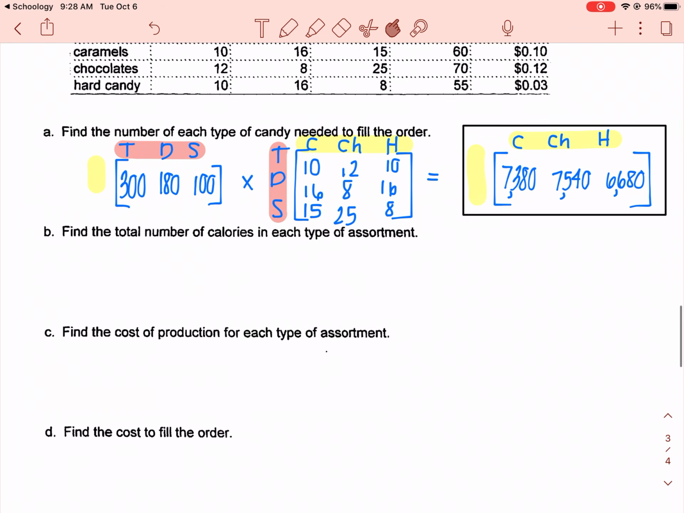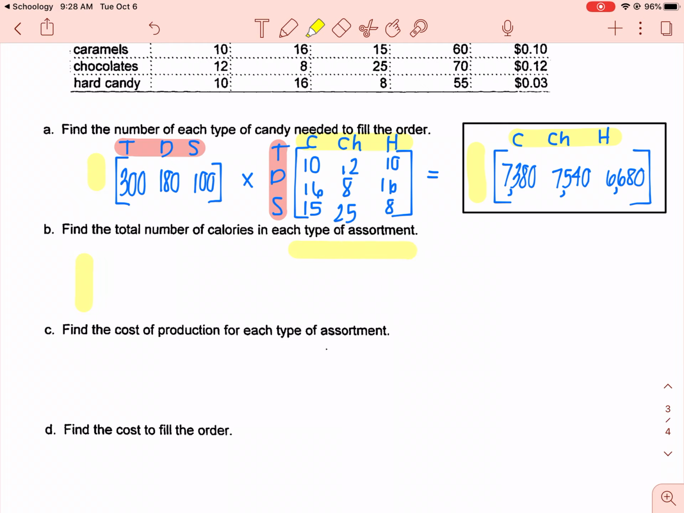So in the end, here and here, I want this to be calories, which can look like that, per traditional, deluxe, superb. These are my calories per traditional, deluxe, superb. Which means in the middle, these column and row need to match. And what can I compare? Well, I can compare caramels, chocolates, hard candy. One by 3 times a 3 by 3 will give me a 1 by 3.